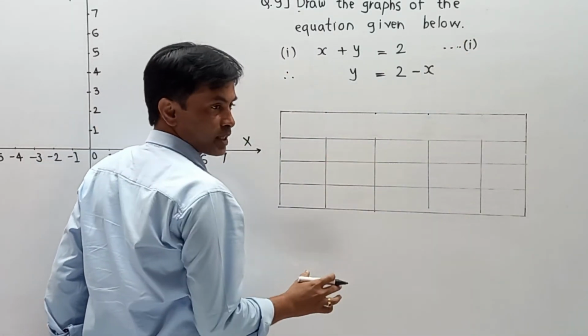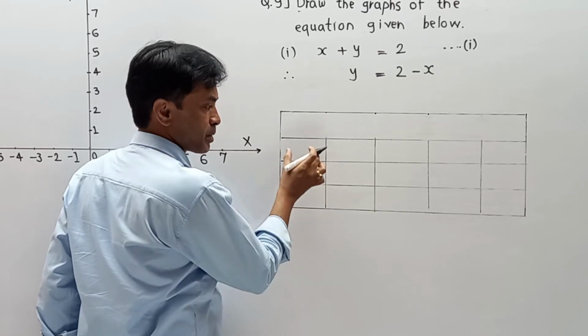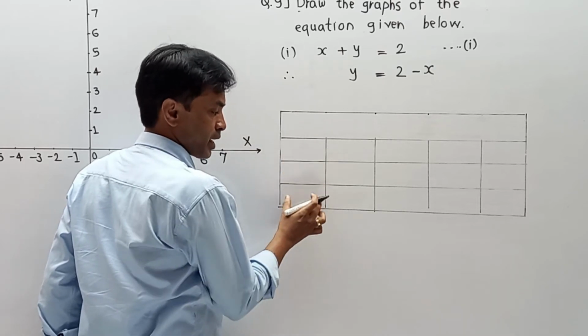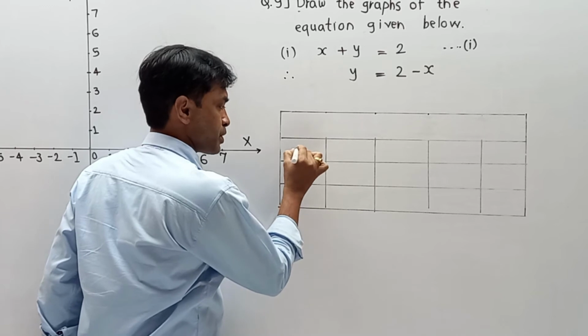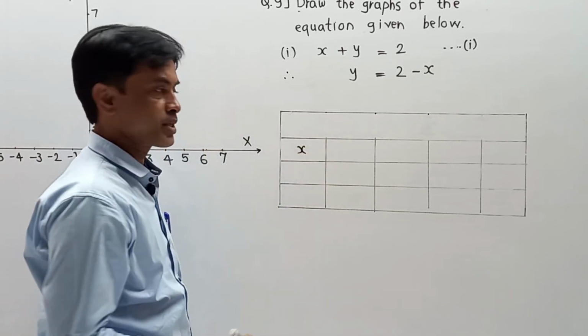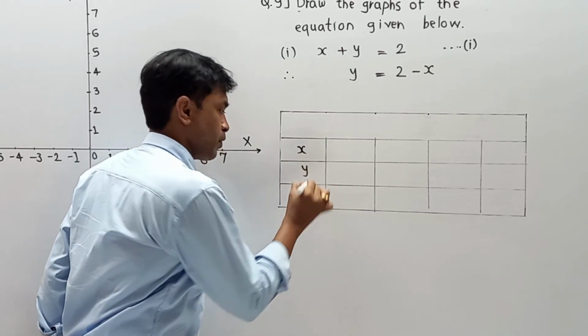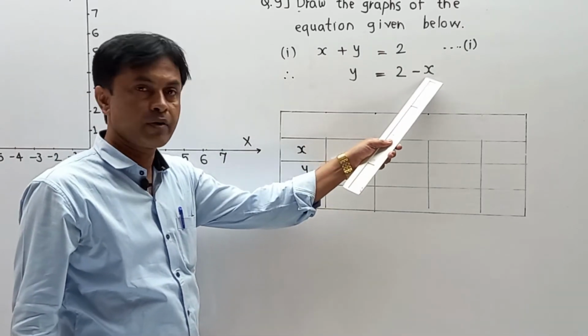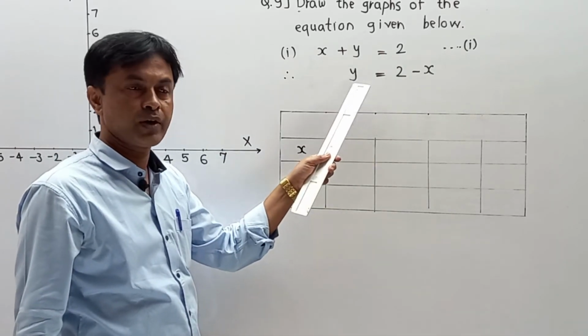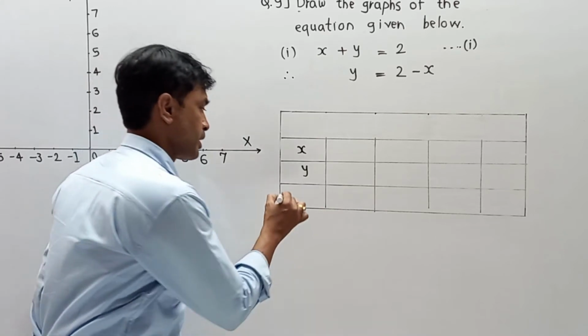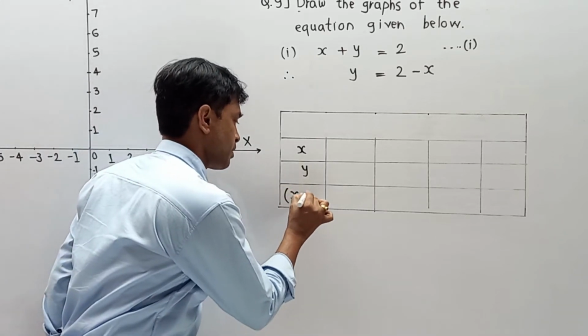Now you have to create a table which contains a combination of x, then y, and then (x, y). So first we assume the value of x, and we get the value of y. With the x and y, we get the combination point in terms of x and y.